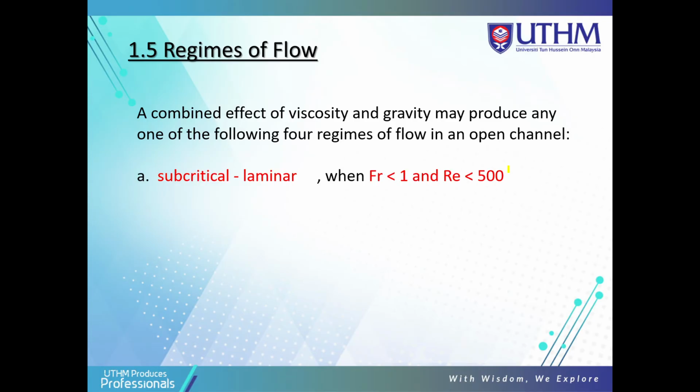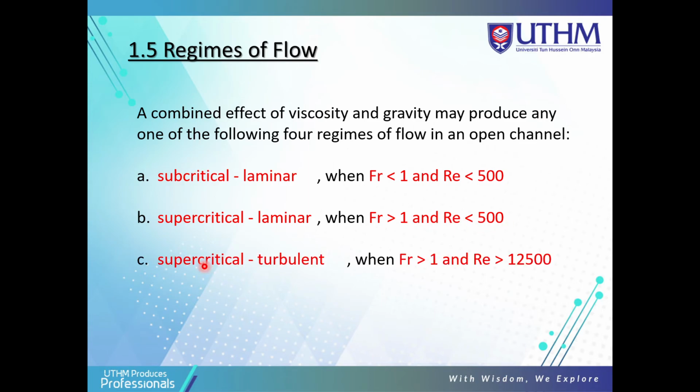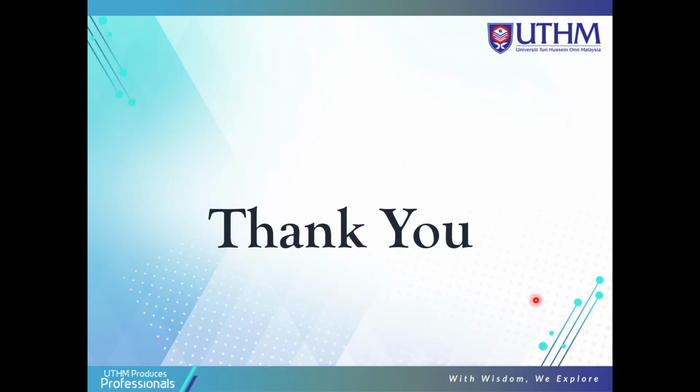The regimes of flow are: subcritical laminar when the Froude number is less than 1 and the Reynolds number is less than 500; supercritical laminar when the Froude number is more than 1 and the Reynolds number is less than 500; supercritical turbulent when the Froude number is more than 1 and the Reynolds number is more than 12,500; and subcritical turbulent when the Froude number is less than 1 and the Reynolds number is more than 12,500. That's all the equations that you will use in this topic 1.